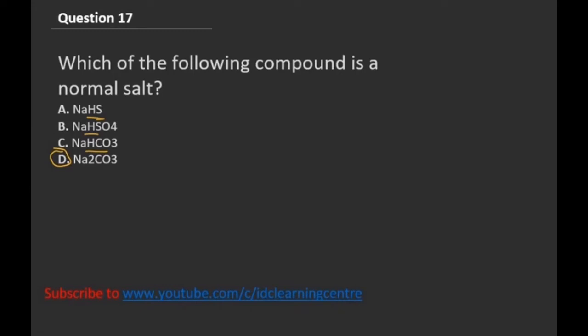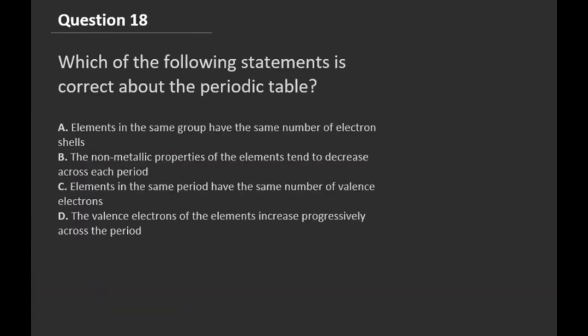D, because a normal salt is formed by a complete replacement of the replaceable hydrogen atom of an acid molecule by means of a metal or a group of elements acting like a metal. So the option is sodium trioxobicarbonate, which is option D. The next question is question number 18. It says, which of the following statements is correct about the periodic table? A. Elements in the same group have the same number of electron shells. B. The non-metallic property of the element tends to decrease across each period.